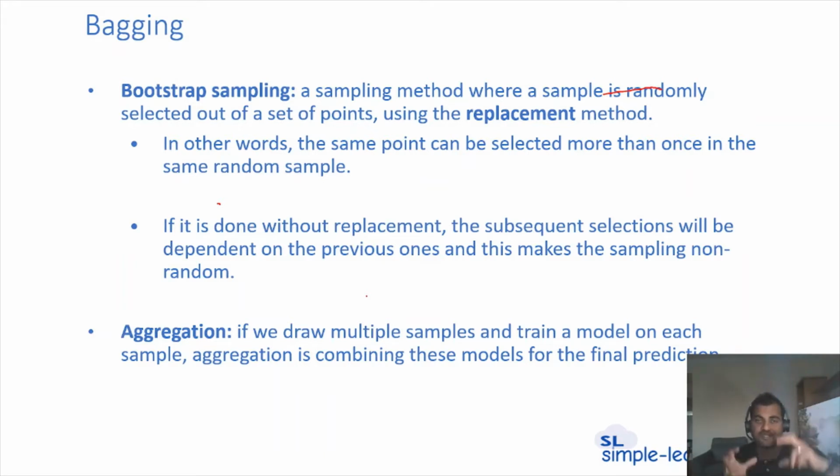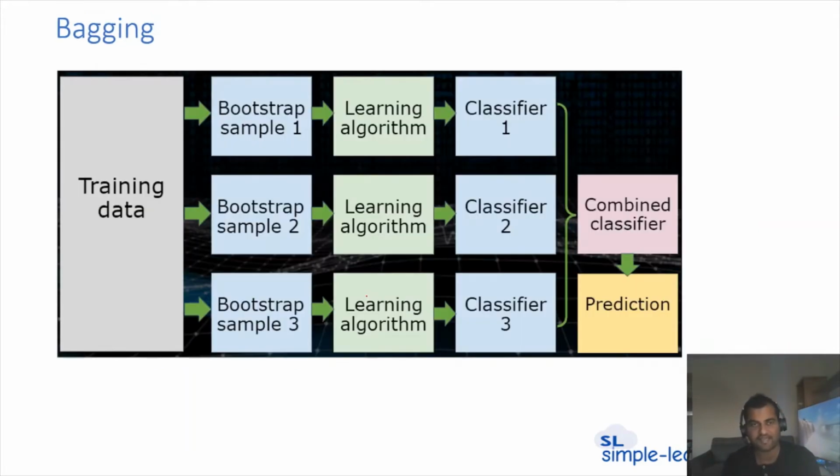So what it will do is that you'll take this chunk, feed it into one algorithm. You'll take the next chunk, feed it into one more algorithm, then check. So the iterations will be repeated. Then finally it will be aggregated. We'll draw multiple samples and train on each sample, then aggregate, or combine, these models for the final prediction. So this is what bagging is.